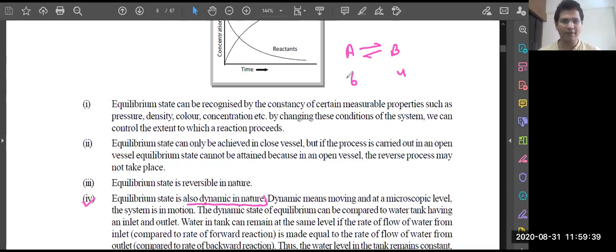Got it, everyone? Just imagine a water tank. Water is pouring in as well as pouring out. If the amount of water pouring in is equal to the amount pouring out, then the level of water will not change. Yes or no? The level will not change. But still the water is changing, right? The old water is going out and new water is coming in. That process is called a dynamic process. I hope you understand the meaning of dynamic in nature.